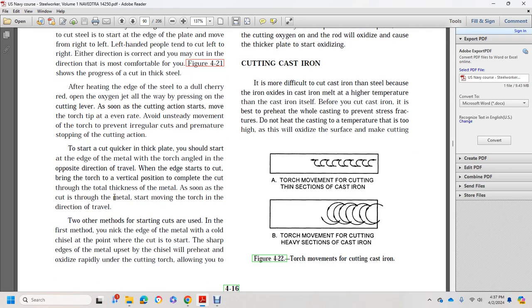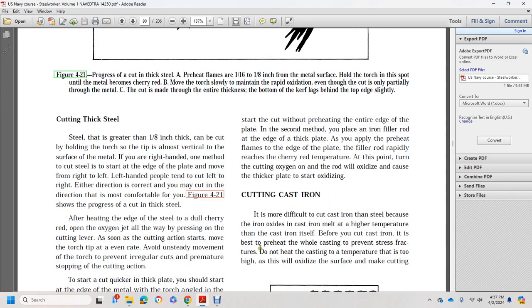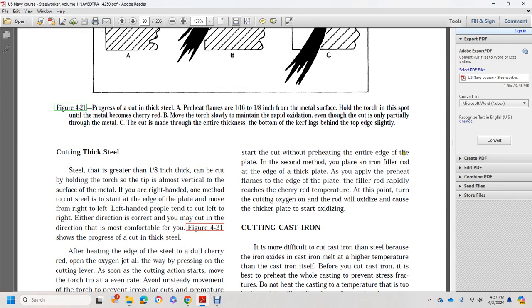Two other methods for starting the cut: in the first method, you nick the edge of the metal with a cold chisel. The point of the cut is to start with the sharp edge of the metal. The chisel will preheat the oxides rapidly with the cutting torch, allowing you to start the cut without preheating the entire edge of the plate.